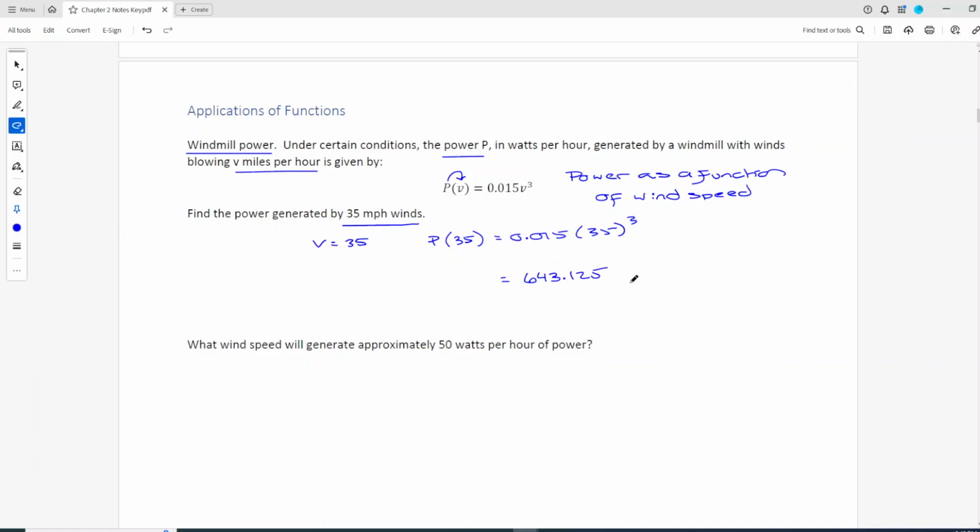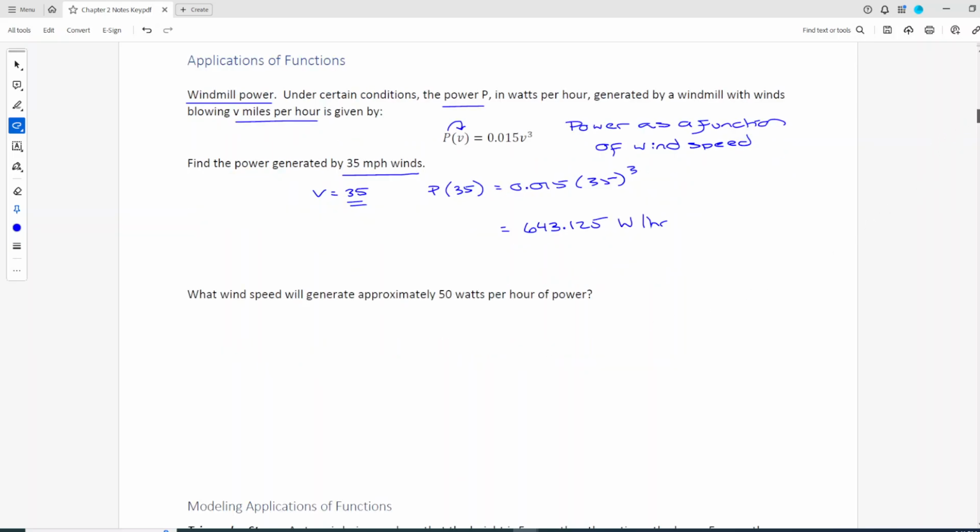now it doesn't say what to answer to, so I get 643.125. Anybody taking a science course, maybe you want to answer to 2 sig figs, like 640. You'll just have to look at the back of the book. When they don't specify, I won't take marks off no matter what you give me. But it is good to know that this is the power. So this is the power in watts per hour. So when the wind speed is 35 miles per hour, your power output for this windmill is 643 watts per hour. What wind speed will generate approximately 50 watts per hour of power?